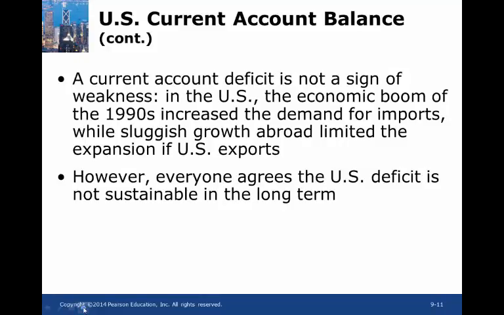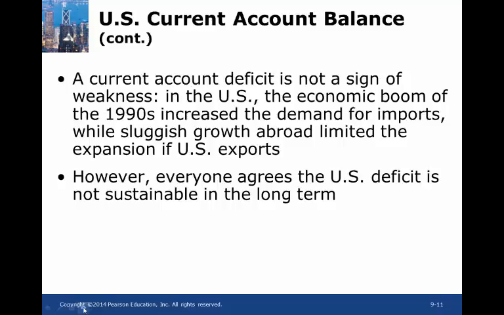So the current account deficit, should we be concerned about it? Here's the thing. I have a current account deficit with McDonald's. I buy more from McDonald's than I sell to them. In fact, they're not interested in my economics lectures. Is that a concern? Probably not. The issue is not whether we're in a current account deficit. It's why we're in a current account deficit.